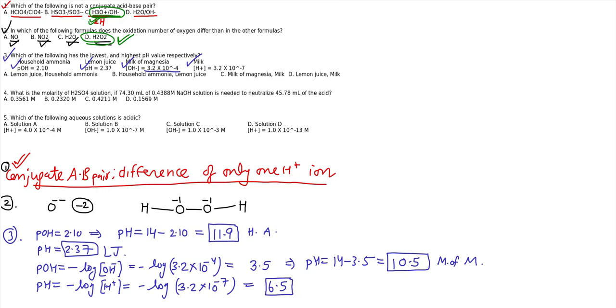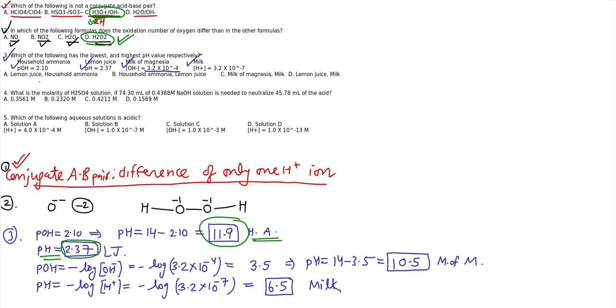So now you can compare all these four. The last one is milk. So you can get which is the highest and which is the lowest. Out of these four values, you see that 11.9, that is household ammonia, is the highest value of pH, and lemon juice, which has 2.37 pH, is the lowest among these. So the lowest pH is for lemon juice and the highest pH is for household ammonia.